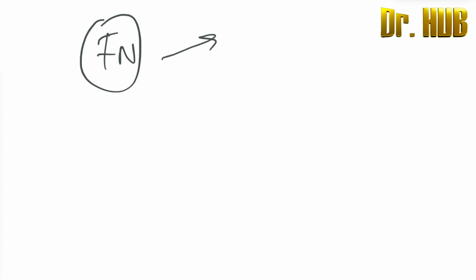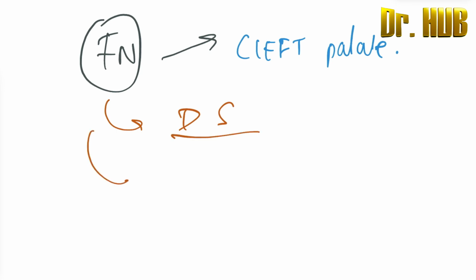The functional ET obstruction can be due to the cleft palate. Next, it can be due to DS, that is Down syndrome. And the next one will be due to the neuromuscular disorders. So this is about the functional causes of the ET obstruction. Next, we move on to the mechanical causes.